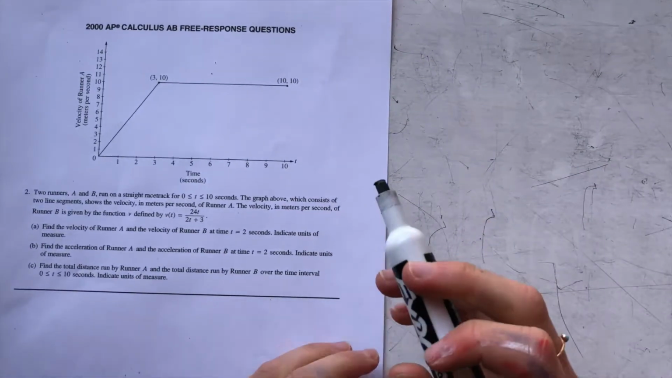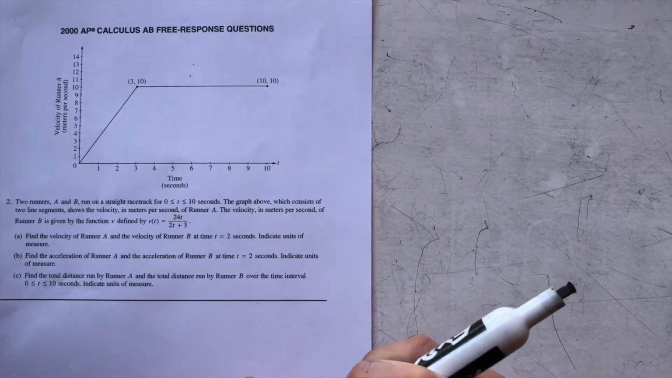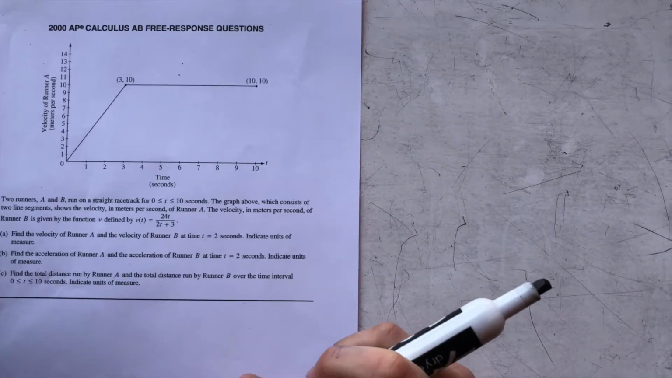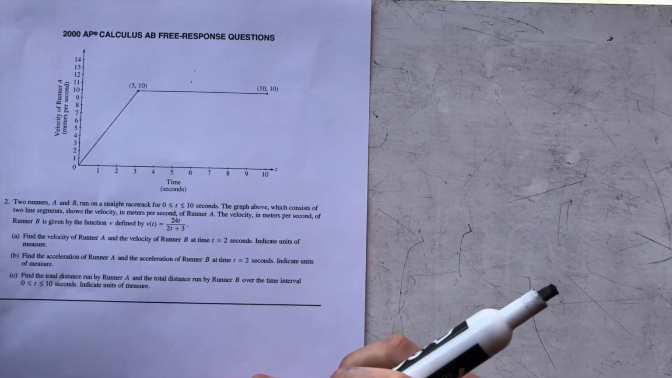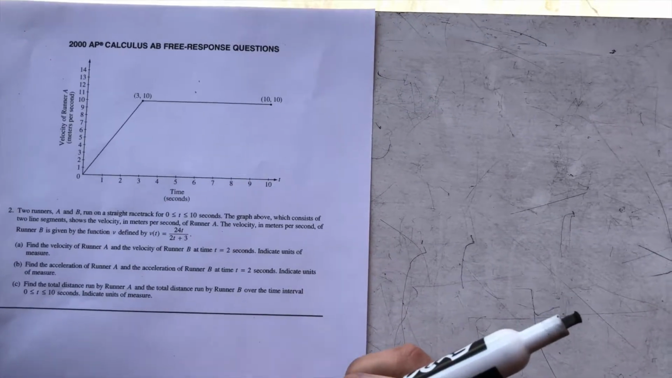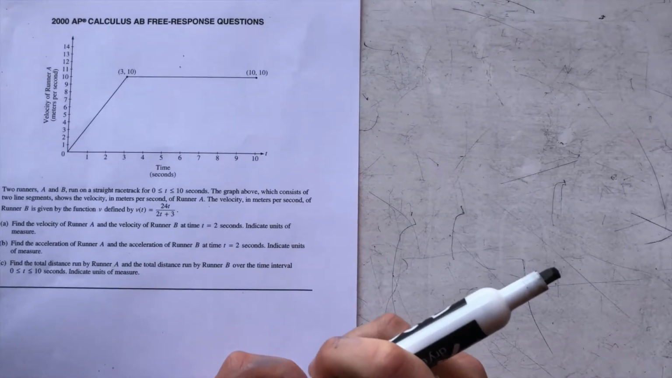Two runners, A and B, run on a straight racetrack for 0 ≤ t ≤ 10 seconds. The graph above, which consists of two line segments, shows the velocity in meters per second of runner A. The velocity in meters per second of runner B is given by the function v, defined by v(t) = 24t over 2t plus 3.